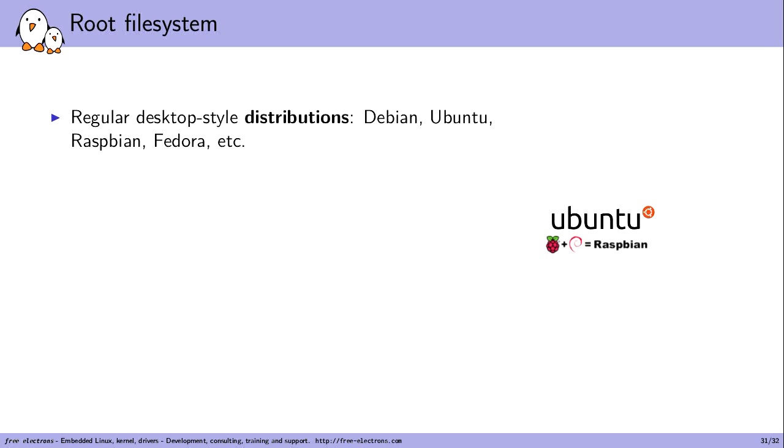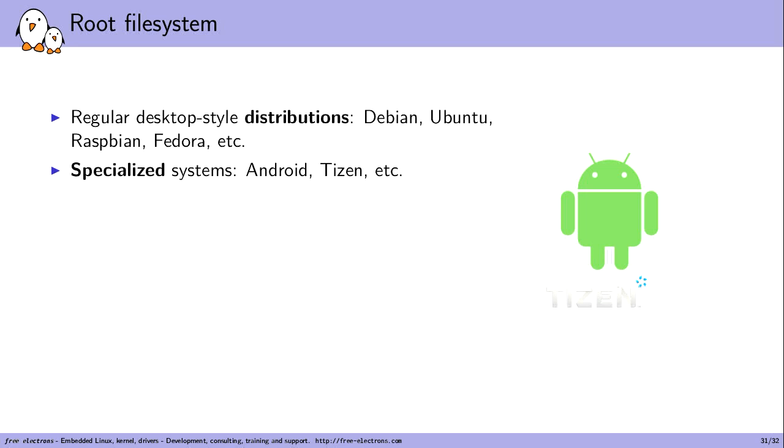You can use a regular desktop distribution. That's what lots of people do: Debian, Ubuntu, Raspbian, Fedora. You can use that on ARM. They support the ARM architecture. Of course, there are lots of specialized systems for embedded, Android being famous, Tizen, and many other systems.